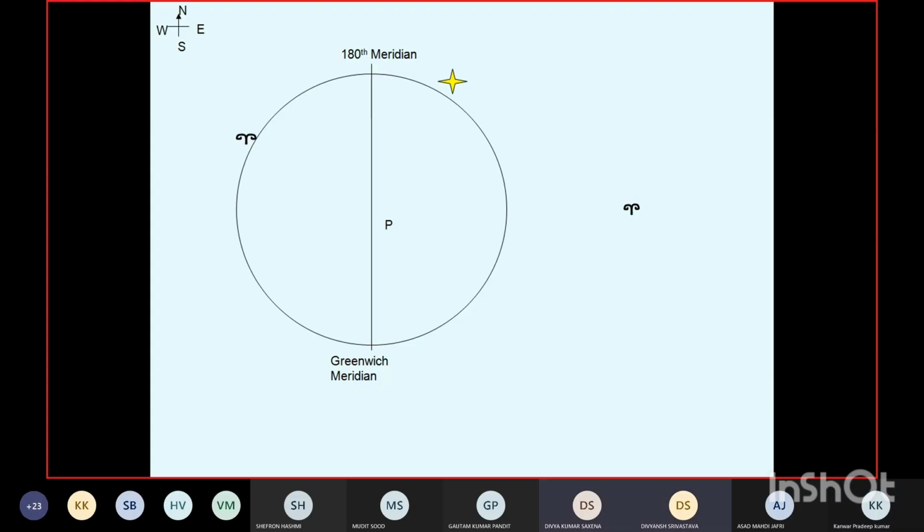The circumference of the Earth at the equator. Circumference of the Earth at the equator. Very good. What is your name?